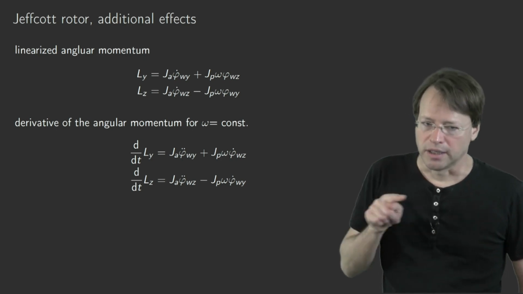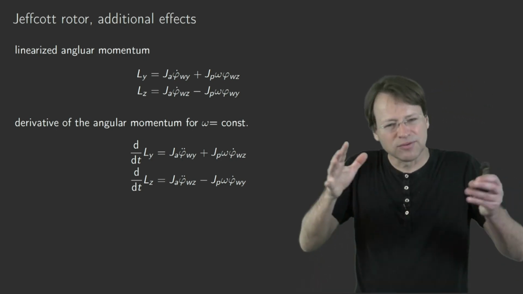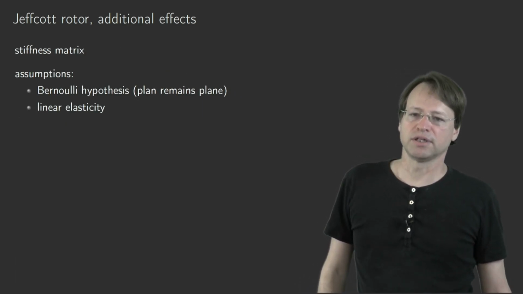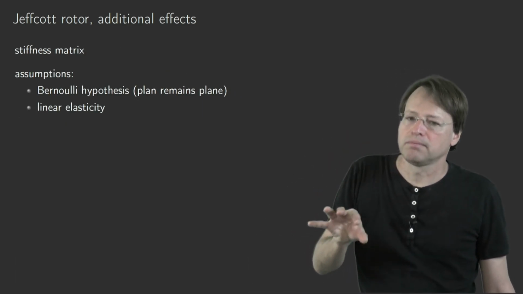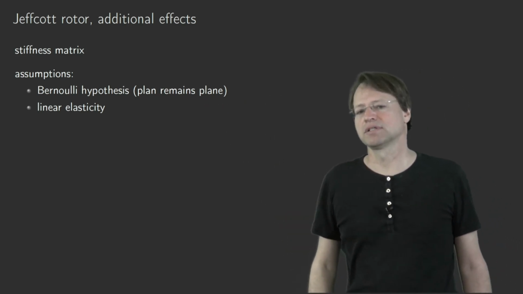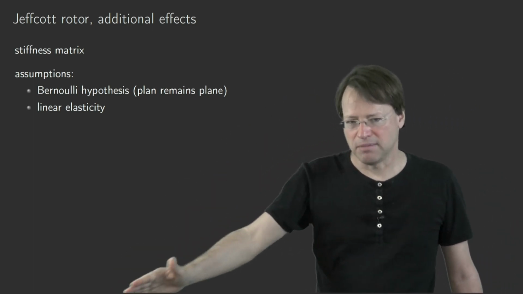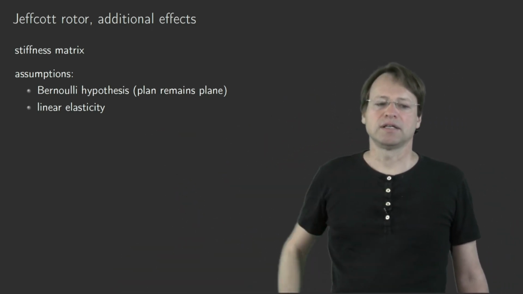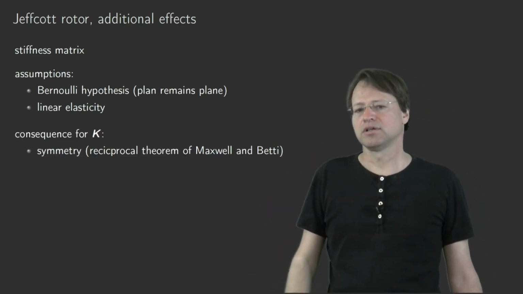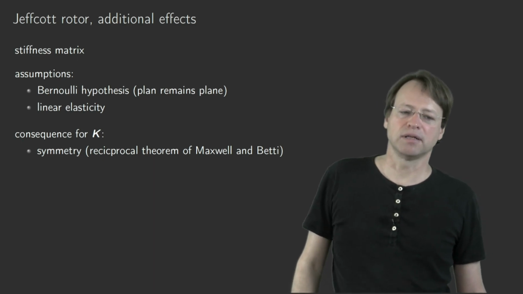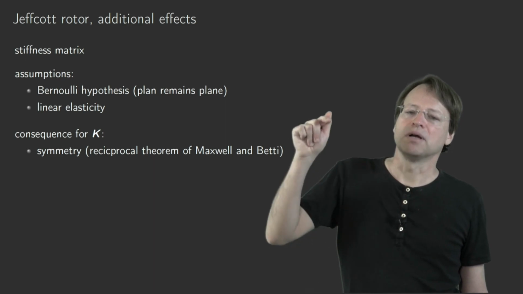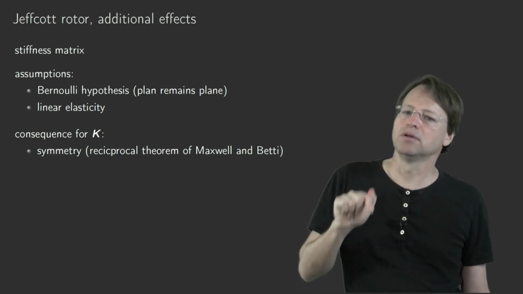Now let's turn to the stiffness part, and then let's try to assemble the system of ordinary differential equations that we obtain. We are in full bending beam theory, so classical bending beam, Euler-Bernoulli hypothesis, that planes remain plane. We use linear elasticity, and the consequence for the stiffness matrix is that it's symmetric due to the reciprocal theorem of Maxwell and Betti, and it can be obtained by the superposition principle, so by superposing individual load cases.